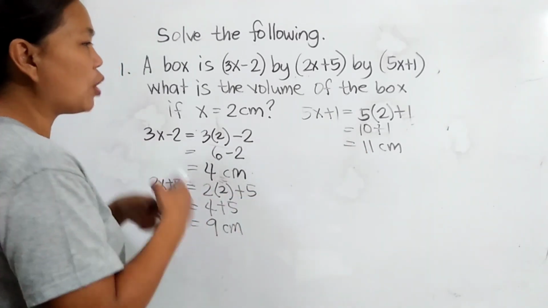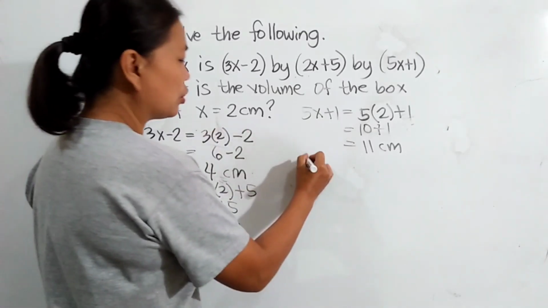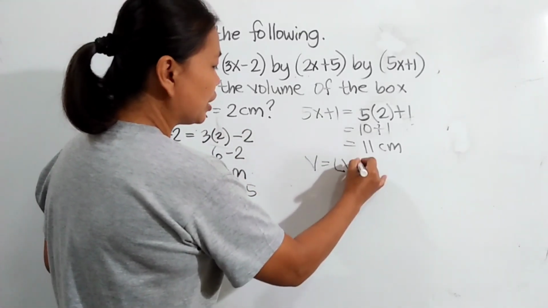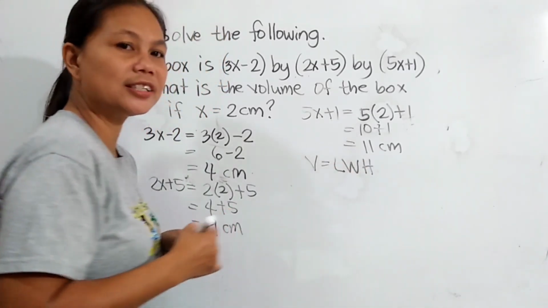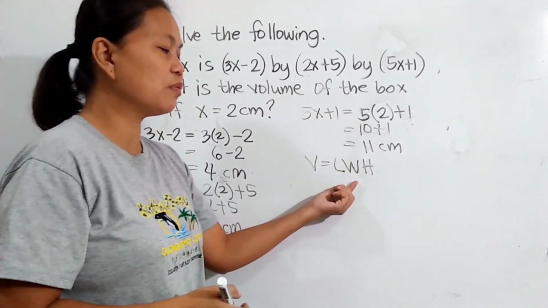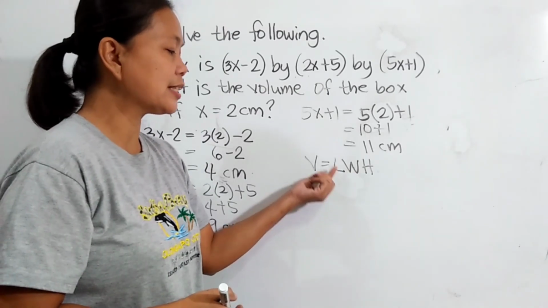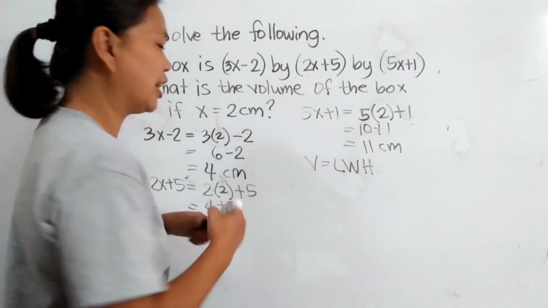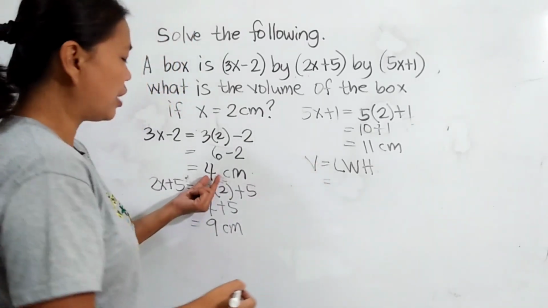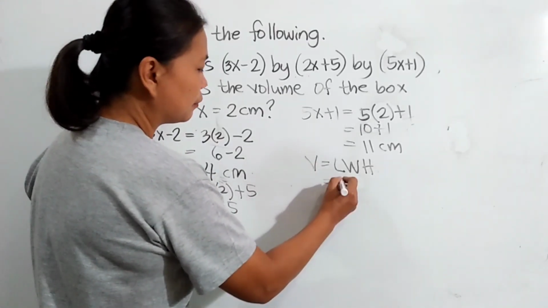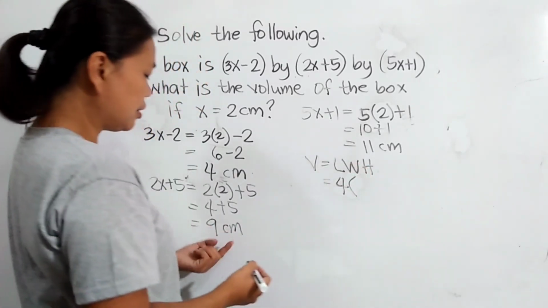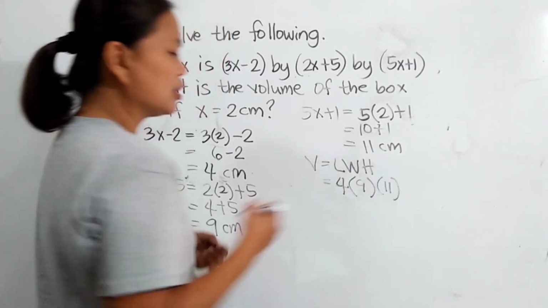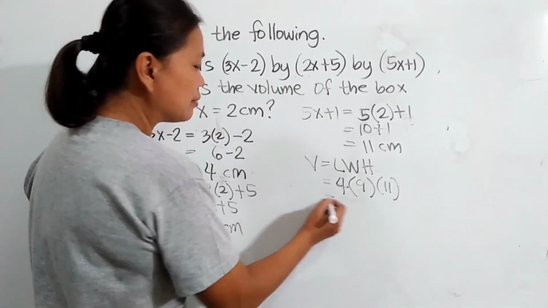Now, to get the volume of this box, do not forget that the formula is length times width times height. So of course, we know that if we have LWH, it means that it is equal to length times width times height. So let us substitute the values. So we have here 4 times 9 times 11. So what is 4 times 9?